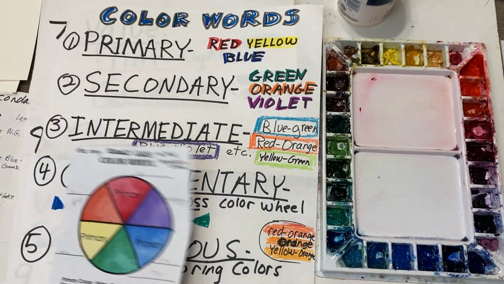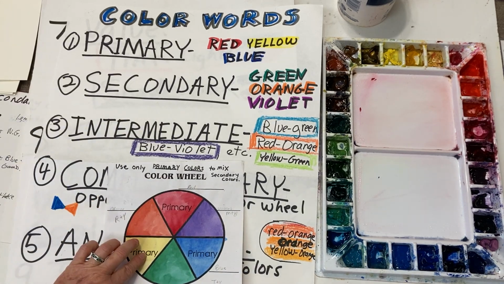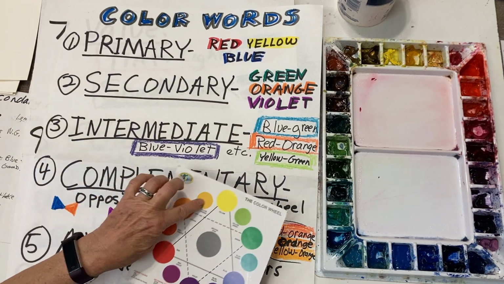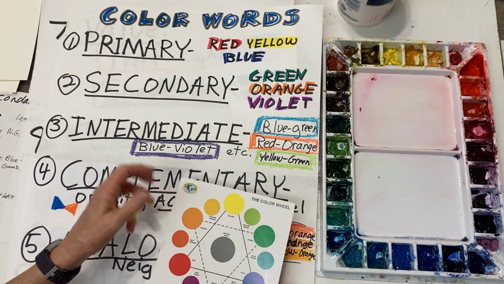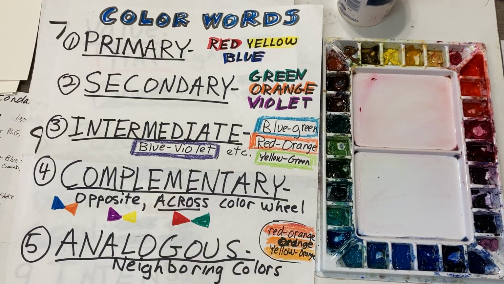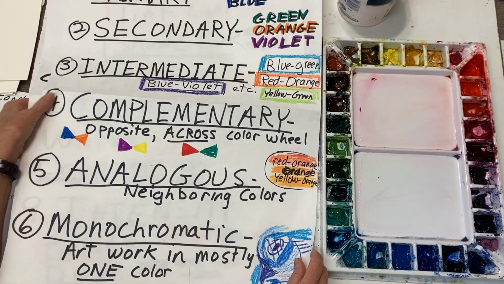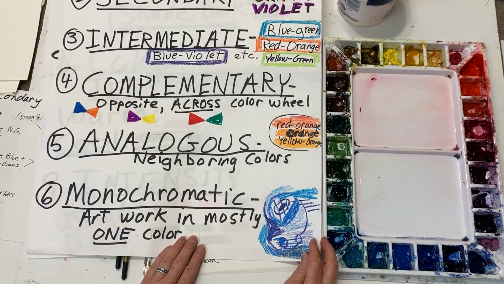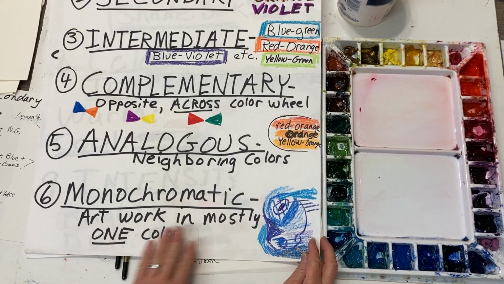Analogous colors are neighboring colors on the color wheel. Especially when you get into the intermediate ones, these would be analogous colors and make a nice color scheme in a painting. So red orange, orange, and yellow orange. And then monochromatic is an artwork that's done mostly in variations of one color.